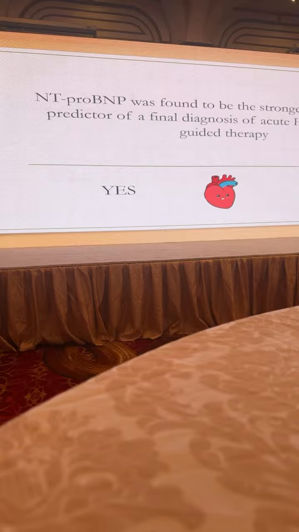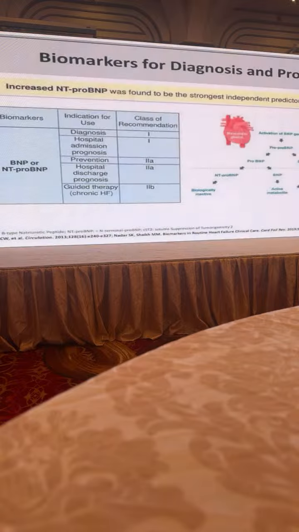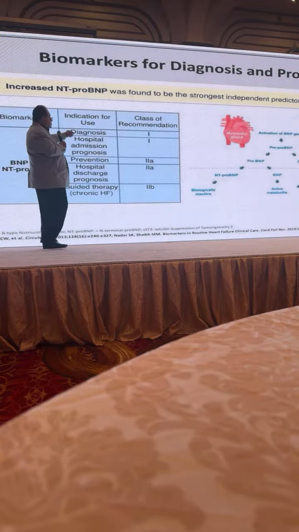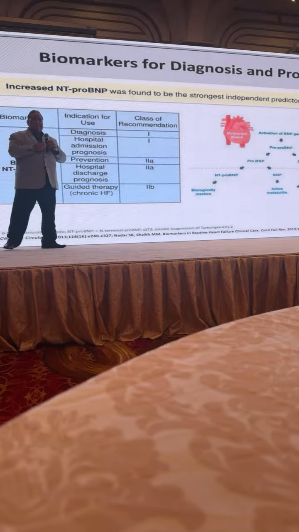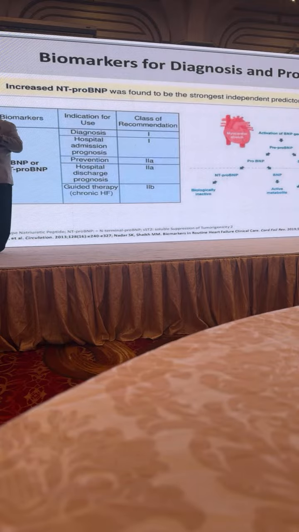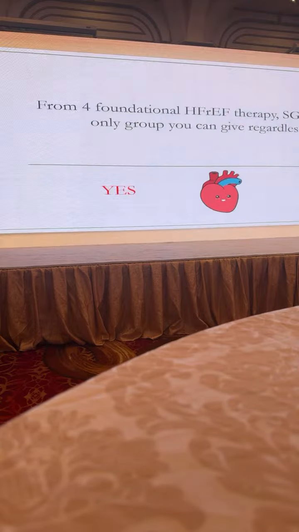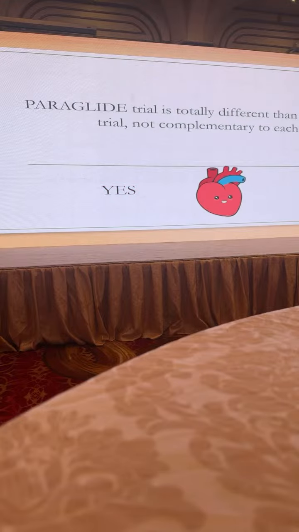ADP was found to be the strongest independent predictor of fibril necrosis, but also guided therapy. What's your answer? No, the answer is no. Why? The guideline mentioned it for diagnosis as class 1, but guided therapy is class 2. Don't use a biochemical marker to guide which therapy. Lastly, for foundational therapy, ACE inhibitors, regardless of ejection fraction, the answer is yes.